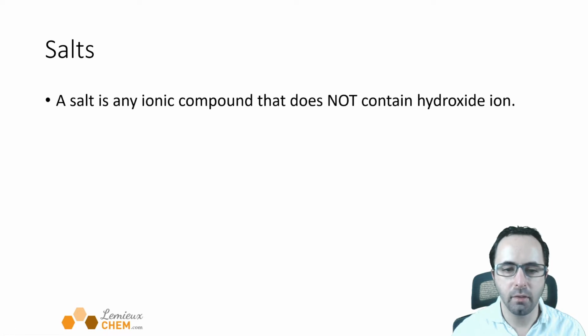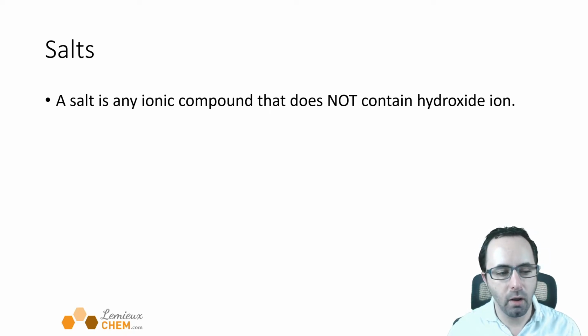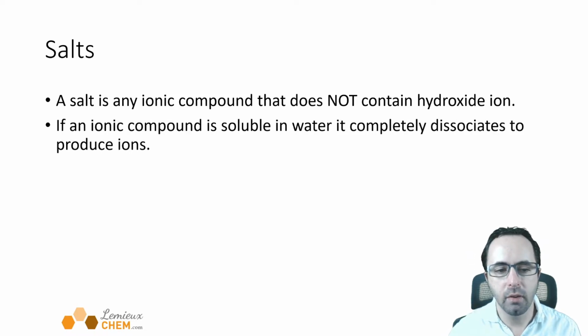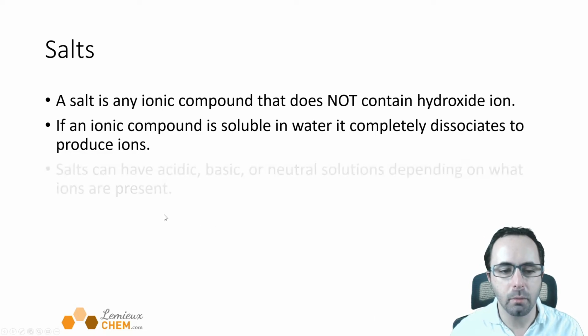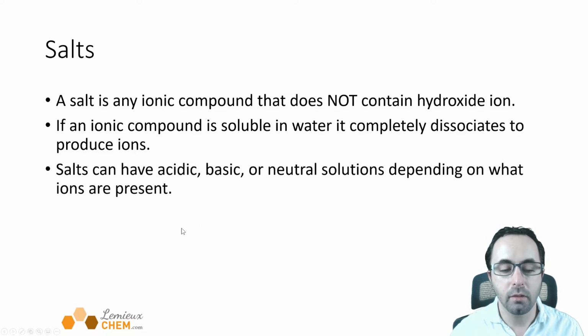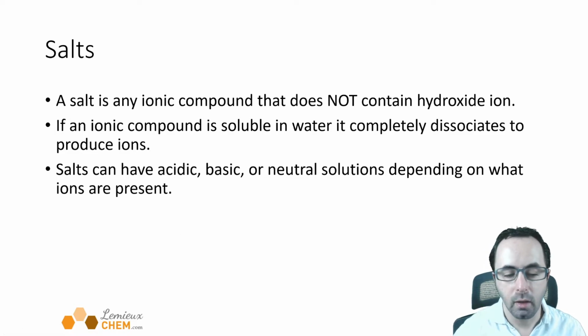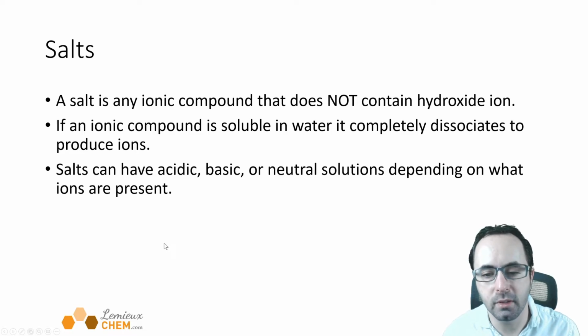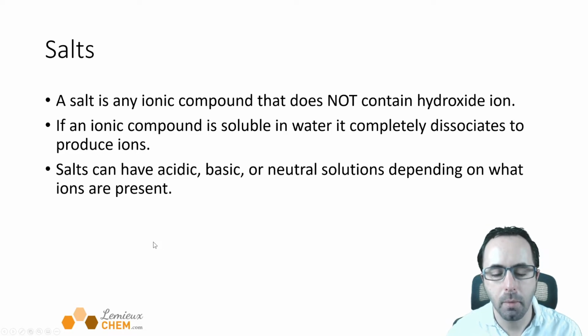When it comes to salts, a salt again is defined as any ionic compound that does not contain hydroxide. Because if it contained hydroxide, it would be called a base instead. If an ionic compound is soluble in water, it will completely dissociate to produce ions. We've talked about that in the past. And salts can actually produce acidic, basic, or neutral solutions, depending on what ions are present in the salt.